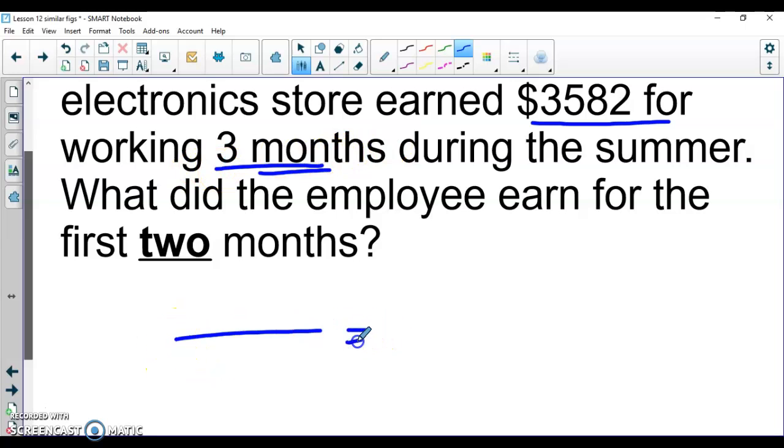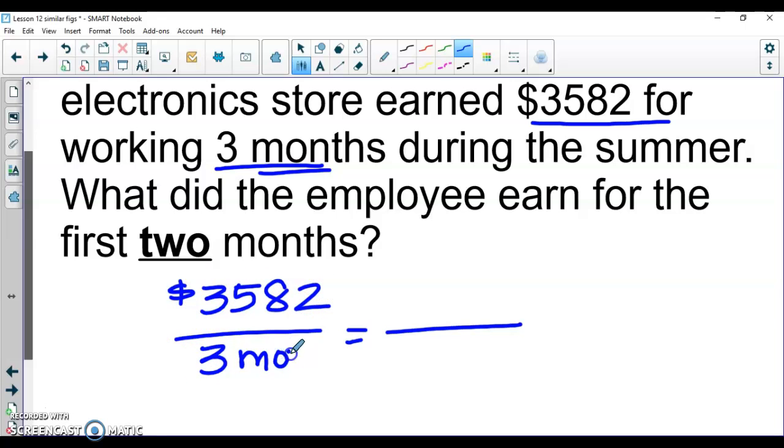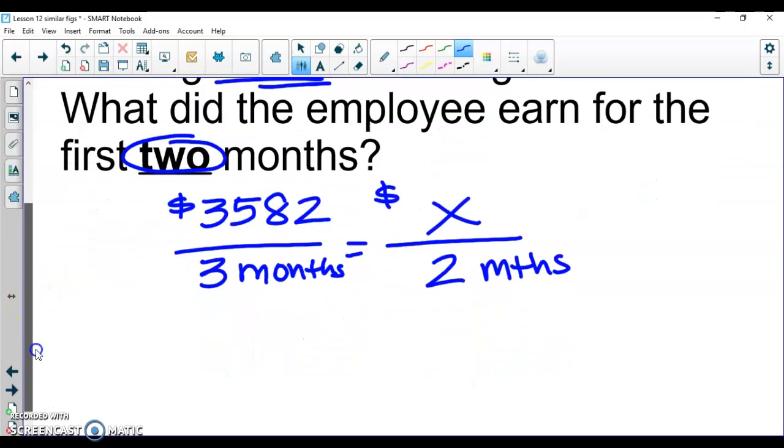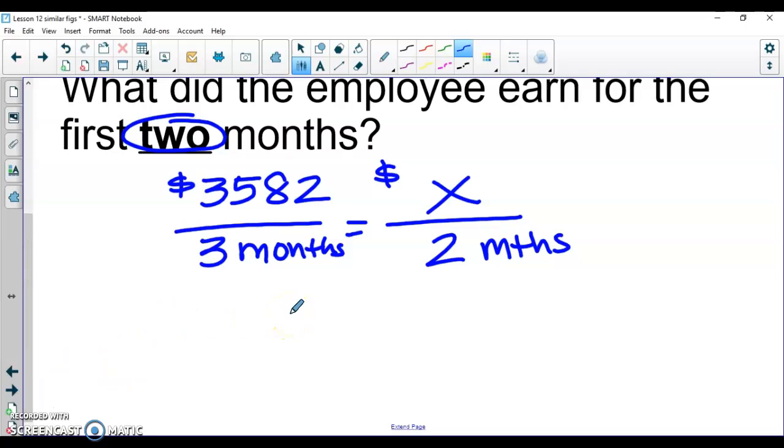So when we do a proportion setup, we're going to have money, $3,582, and that was earned over 3 months' time. So we have dollars over months, and if you remember anything about proportions, it's that the labels are important and they have to be the same on both sides. Where do I get the other piece of information? There's one other number in the problem, and it was 2 months. Because it's months, that's going to go on the bottom because of the way my labels are, and we're trying to figure out how much money they actually earned in those first 2 months. So that'll be an X on the top.